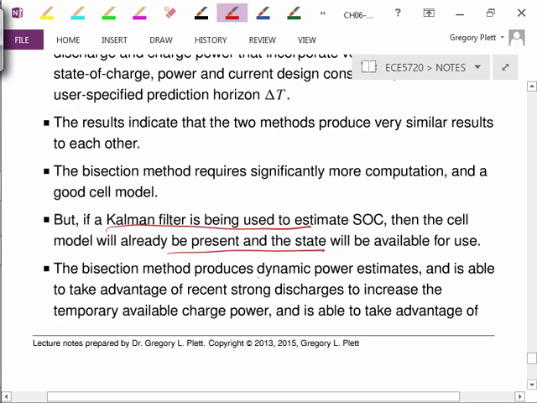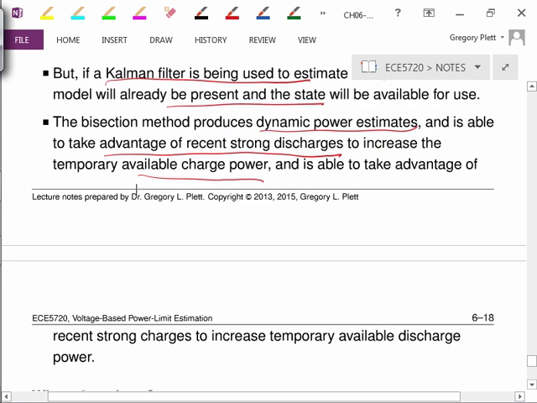The bisection method is giving us these dynamic power estimates. It can take advantage of a recent strong discharge to increase the temporary available charge power and vice versa. So it can take advantage of strong charges. If I had just jammed on the brakes, well, that means that I've got much more discharge power available right now too, in the very near future. So the bisection method is a much more dynamic estimate of how much power is available, and I think much closer to the truth.